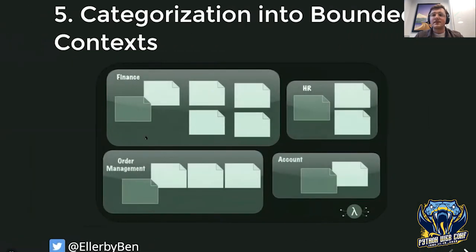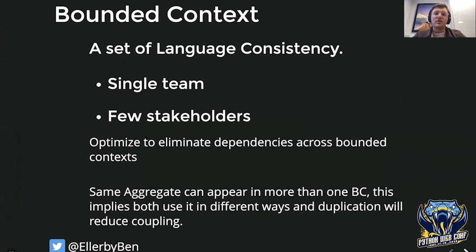The next step is another step of categorization into something called bounded contexts, which is another domain-driven design term. So what is a bounded context? Well, it's a set of language consistency. It basically means that a term can be used ubiquitously to always mean the same thing inside of that context. So order always means a customer's placed an order inside a particular bounded context. It generally represents the business process of a single team with a few stakeholders. And our job is to try and eliminate the dependencies between these different bounded contexts.